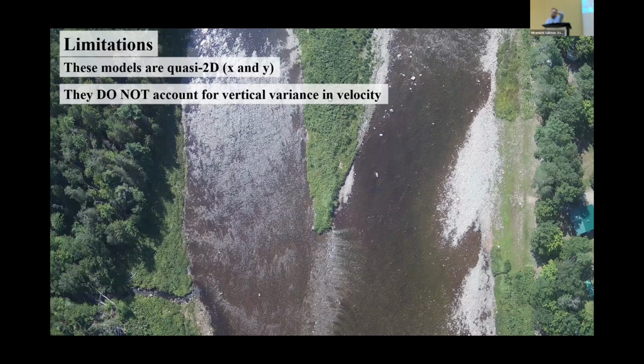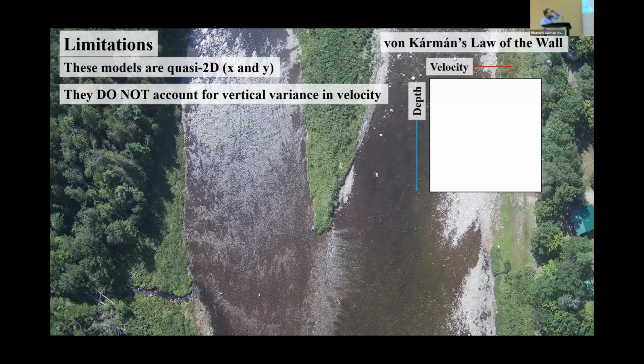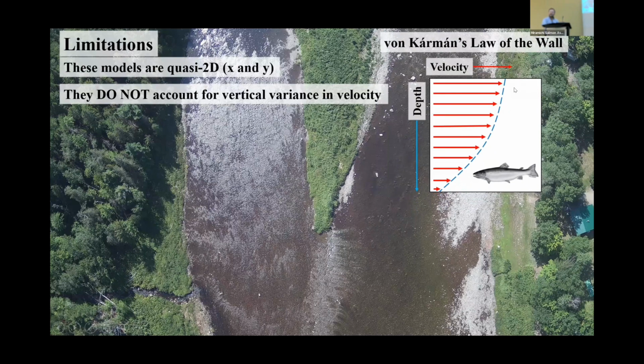They're not going through the water column, right? And this is really important. So this is von Karman's law of the wall. If you think about increasing depth here, the further down you go into the water column, the lower the velocity is because of friction from the bed holding that water back. We know salmon don't hang out here; they'll hang out here. So this is where there's a limitation in the model. But as a first effort, it's not awful.